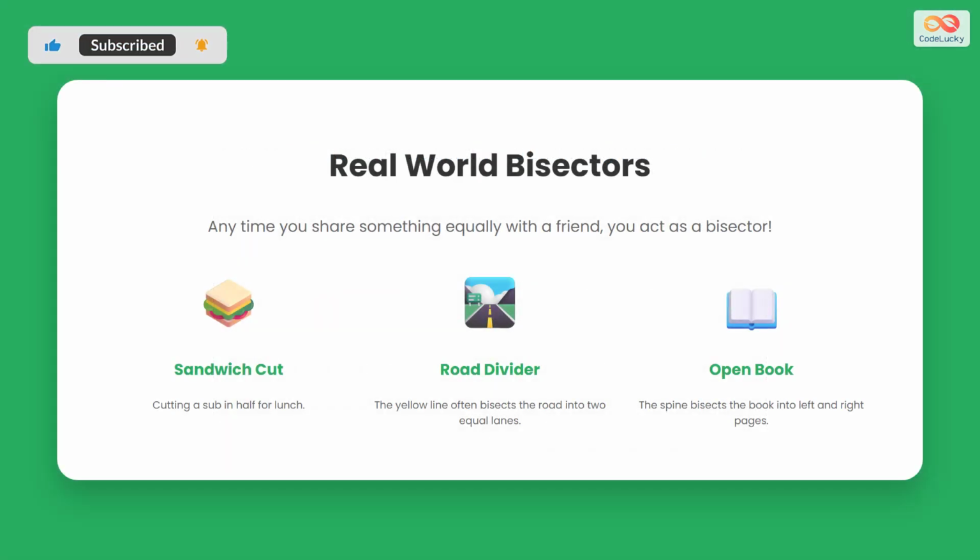You see bisectors every day without realizing it. When you cut a sandwich perfectly in half for a friend, the knife is the bisector. The yellow line on a highway bisects the road into two lanes. The spine of an open book bisects the book into left and right pages.